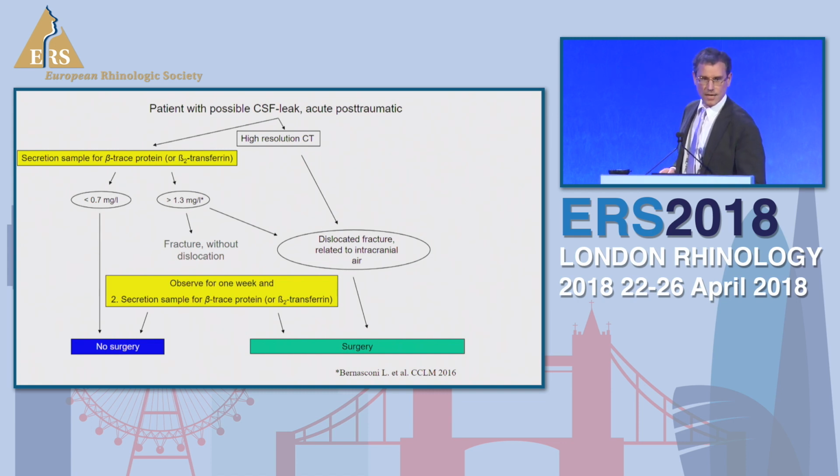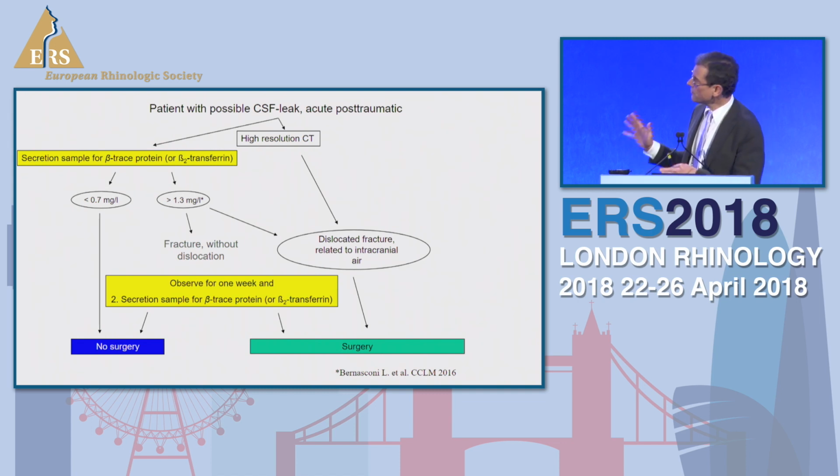And you take a second sample. Usually we ask the patient to come twice on 2 days, for example a Thursday and a Friday. You put a Merocel sponge in the nose on one side on Thursday and leave it overnight, and the next day on Friday you take it out and you have the second secretion sample, to make sure that there is no CSF leak.